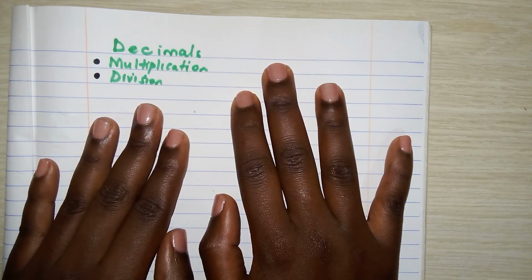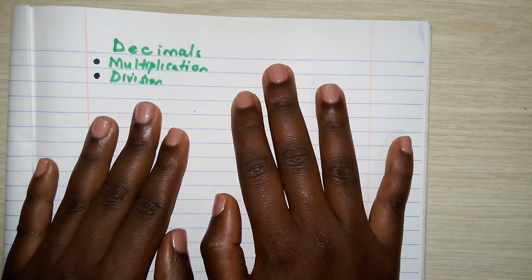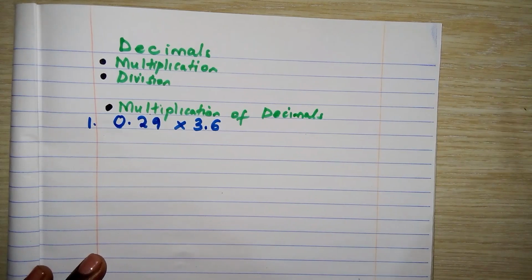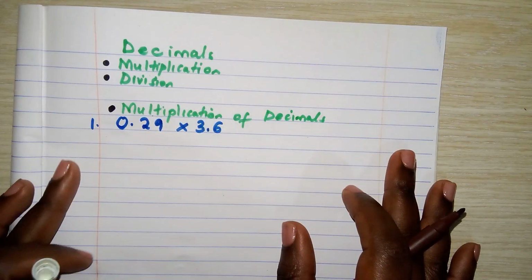Today we'll look at decimals, multiplication and division. So make sure you stay tuned till the end of the video. So let's start with multiplication of decimals. I'll show you different methods of doing it.